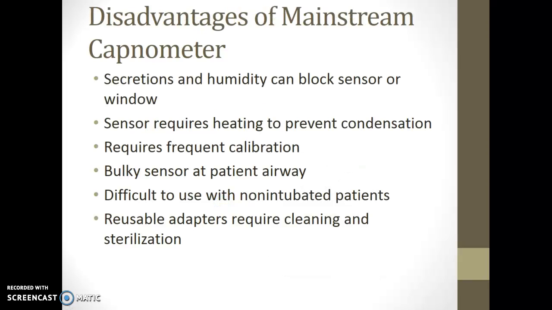It's difficult to use with non-intubated patients, so we can use end-tidal CO2 monitoring with patients that are not intubated. Most of the time we have to do that through a side stream capnometer. The reusable adapters require cleaning and sterilization, so the adapters that you see going in between the breathing circuit and the endotracheal tube are not disposable. They are reusable, so they do require cleaning and sterilization in between the patients.